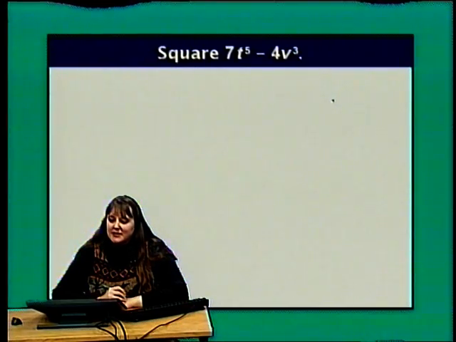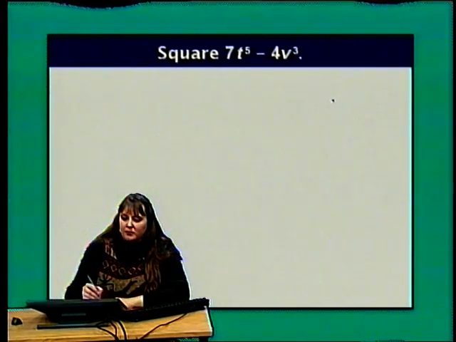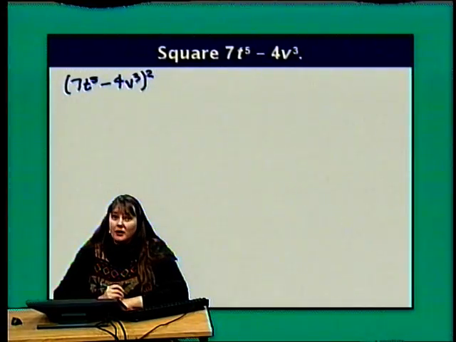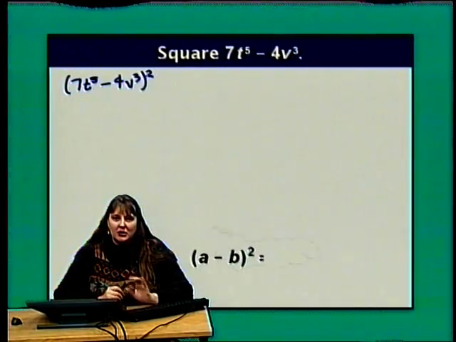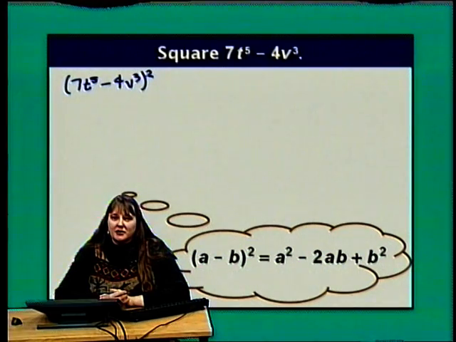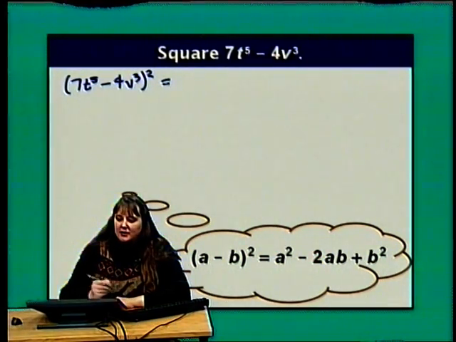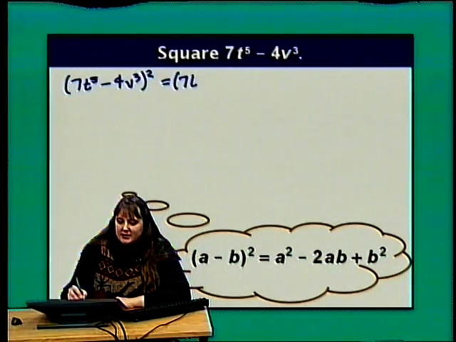Now let's square 7t to the 5th minus 4v cubed. So that means I'm going to take the quantity 7t to the 5th minus 4v cubed and square it. This is another one of our special products. So what we need to recall here is that the quantity a minus b squared equals a squared minus 2ab plus b squared. A in this case is 7t to the 5th, so I need to square 7t to the 5th.